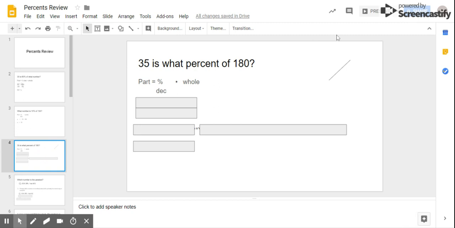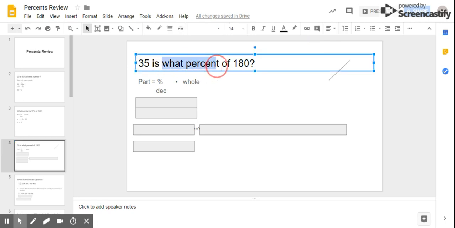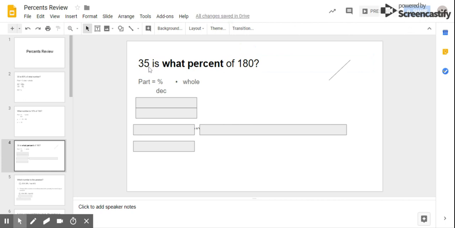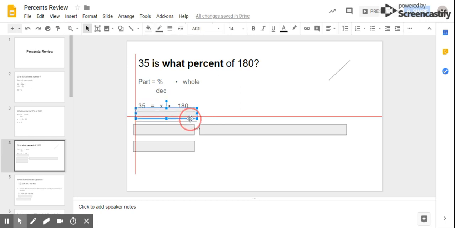The next question is 35 is what percent of 180? So in this case, you're looking for the percent. It says what percent. All right, so you are actually given the part, which is 35, and your whole, which is 180. So 35 is equal to x times 180. At this point, once you get your initial equation, now you have to solve for x. So you need to get x alone somehow.